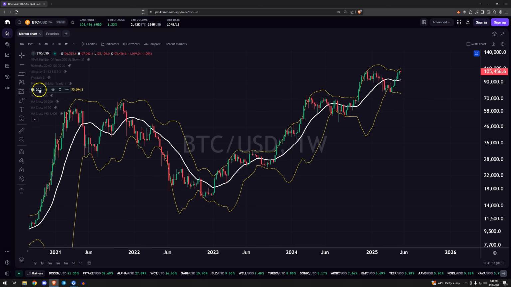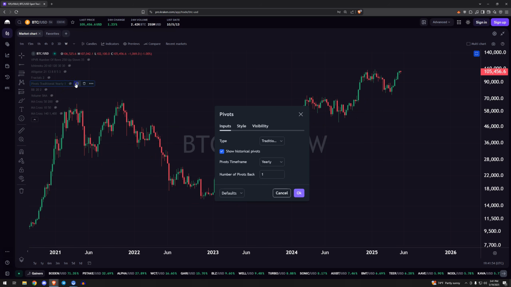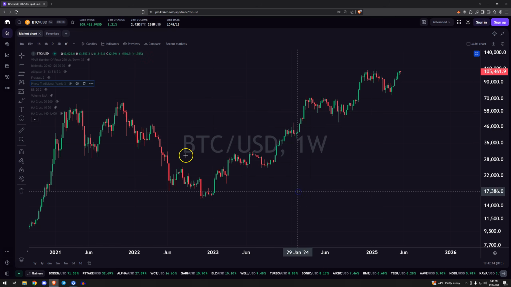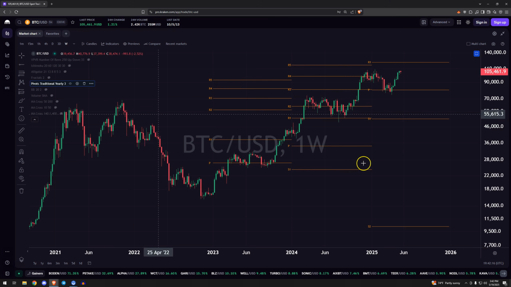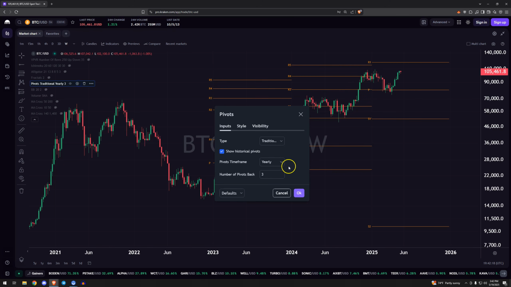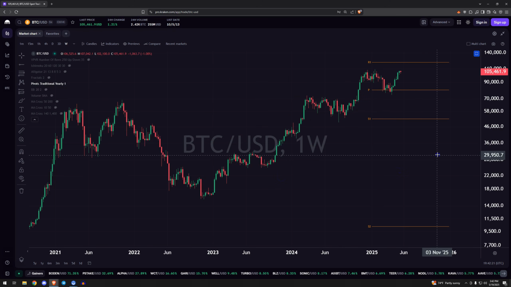One other thing I'll add here for indicators is pivots. You can just type in pivots in the indicator box here. And I change these to make sure they're on traditional. Yearly is really all I use. I don't use any other time frames. And then if you want to see historical pivots, you can look at multiple periods back. So this would be 2-3 years back. I really only care about the current year.